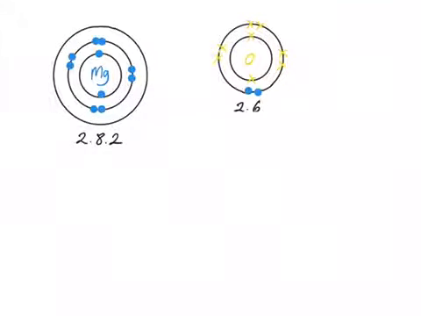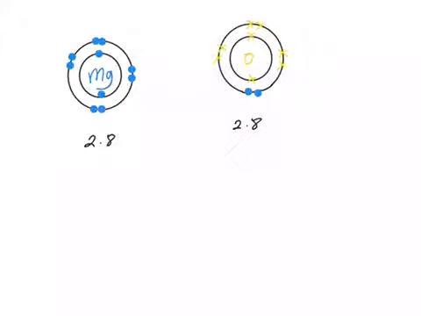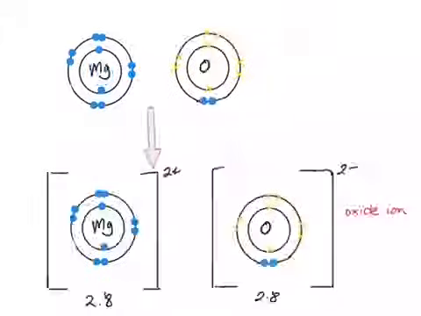So go back a step. Magnesium has got 2, 8, 2. Oxygen has got 2, 6. So to get a full outer shell, the magnesium is going to give away these 2 electrons to the oxygen. Because the magnesium has given away these 2 electrons, magnesium now has an electron configuration of 2, 8. It has a full outer shell. And oxygen now has electron configuration also of 2, 8. It has a full outer shell too.